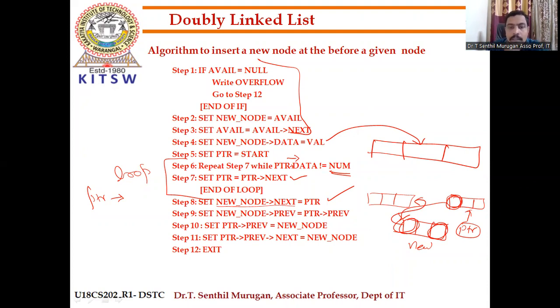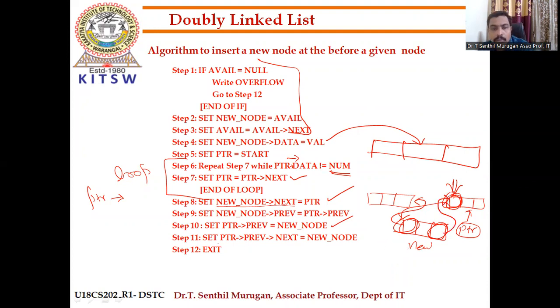So next of PTR of previous. What is the PTR of previous? This node. Already we have assigned here. This node will be the new node. So that is how we write it. Okay, so now this link will be established.